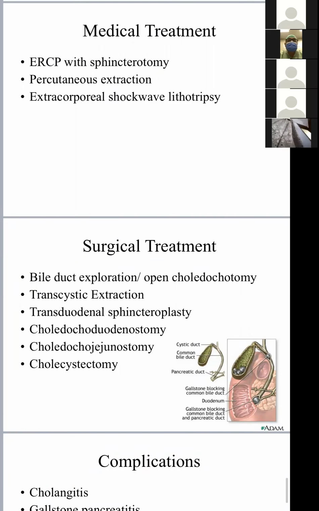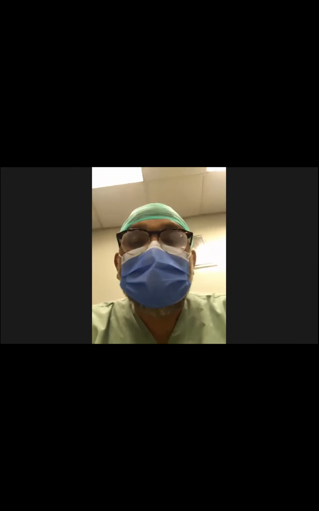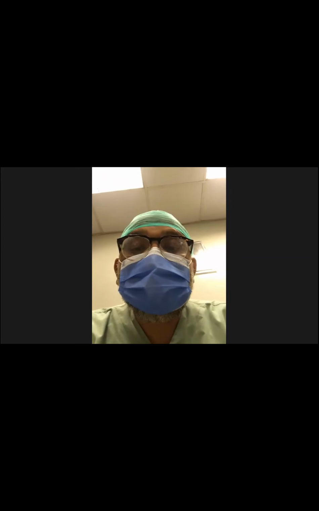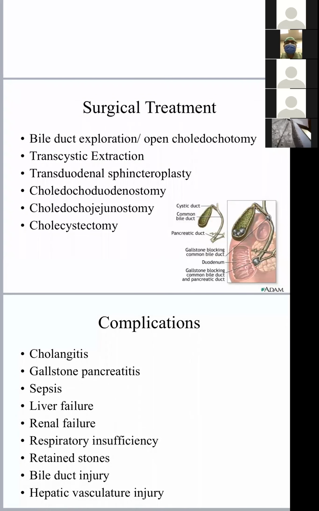So the complications of gallstones, which you have to remember, include cholangitis, gallstone pancreatitis, sepsis, and associated with sepsis, multi-organ failure. Okay? These are the complications of gallstone disease: cholangitis, pancreatitis, and multiple organ failure because of sepsis.